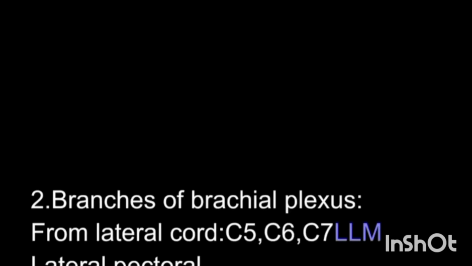Now let us see the branches of brachial plexus. The lateral cord is formed by C5, C6 and C7. Here the mnemonic is LLM. L for lateral pectoral nerve, L for lateral root of median nerve and M for musculocutaneous nerve.